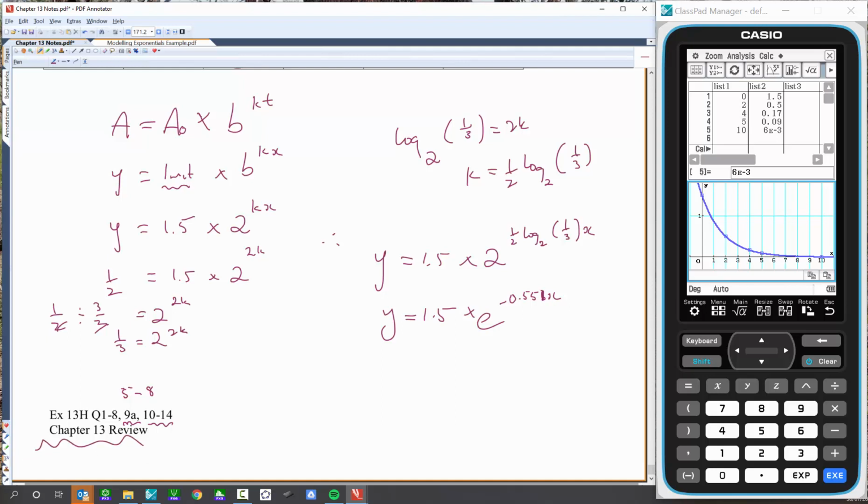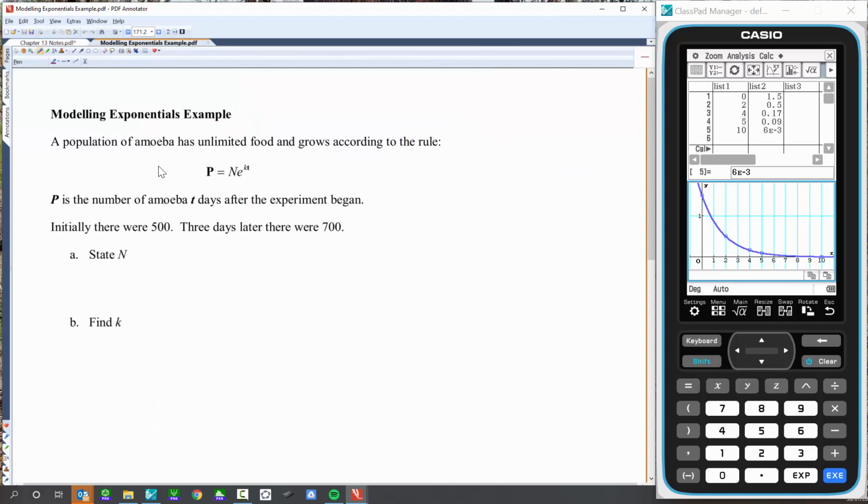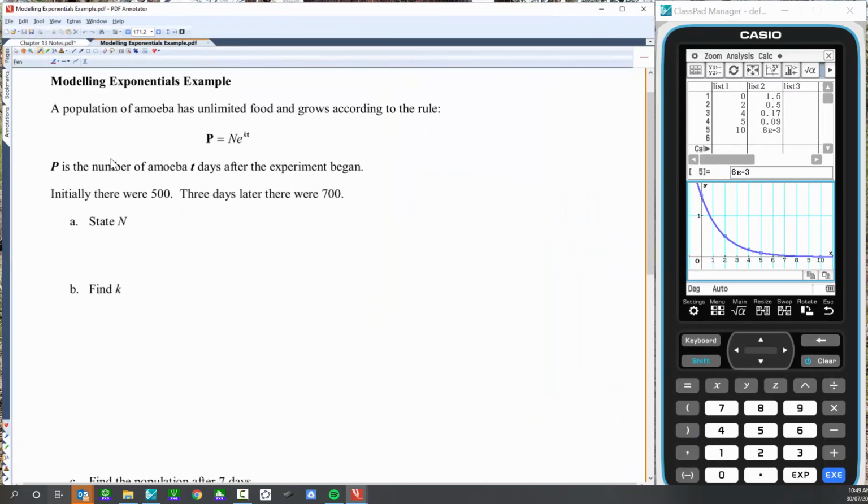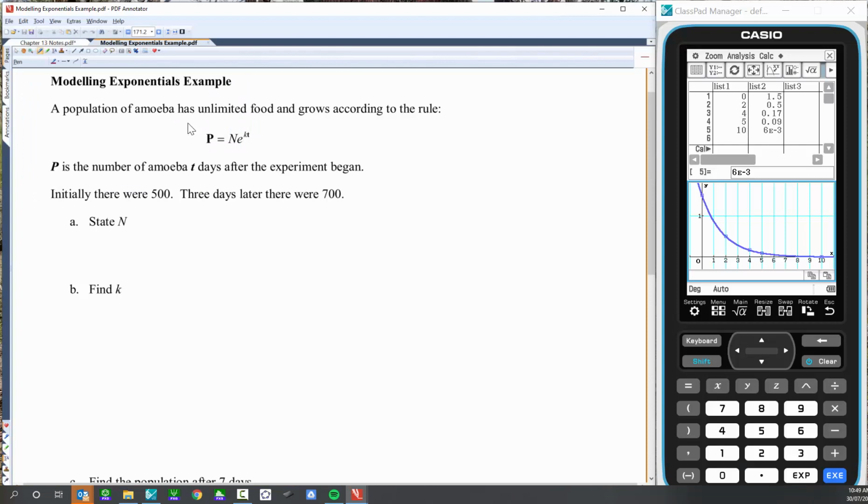You have the chapter review, but before we get on to that, we're just going to go through one more modeling exponentials example. This is the one I'll give out in class today. We've got a population of amoeba that has unlimited food and grows according to the rule. P is the number of amoeba T days after the experiment began. Initially, there were 500. 3 days later, there were 700.